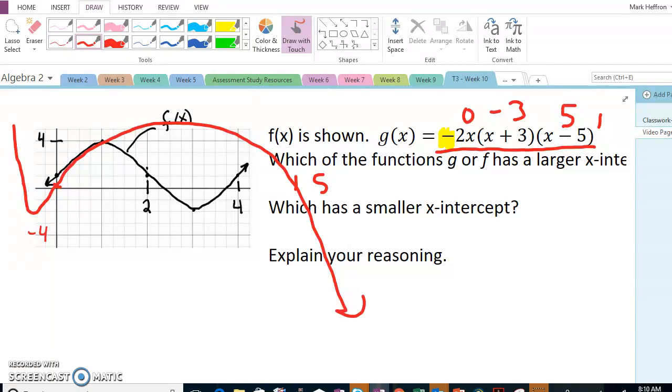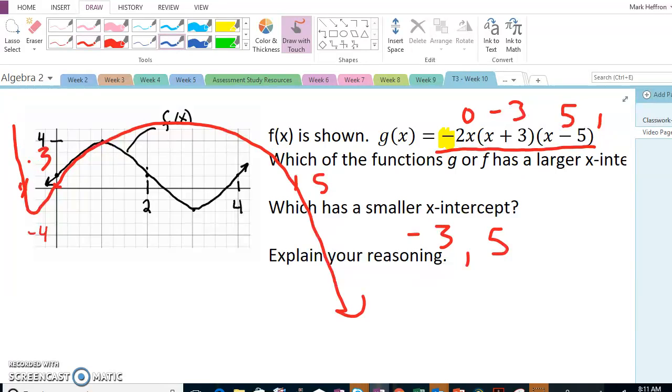And so as it looks on my graph, -3 was way out here. That looks like it will be my smallest x-intercept. And the largest x-intercept looks like it would be 5.